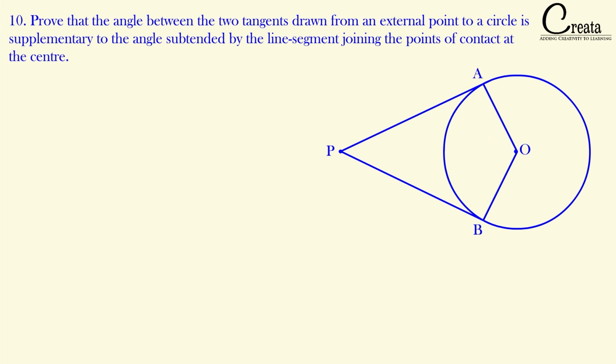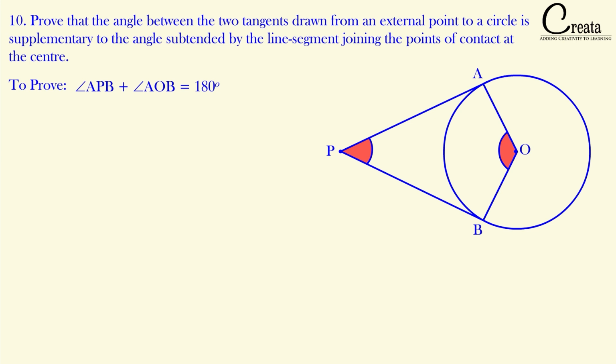Here the question is talking about two angles. The first angle is the angle between the two tangents, this angle. And the second angle is the angle between the two line segments formed by joining the center and the points of contact. Here O is the center and the points of contact are A and B. So this question is talking about the line segments OA and OB and the angle between OA and OB. So this is the angle. This question is saying to prove these two angles are supplementary, that is, the addition of these two angles is equal to 180 degrees. So we have to prove that angle APB plus angle AOB is equal to 180 degrees.